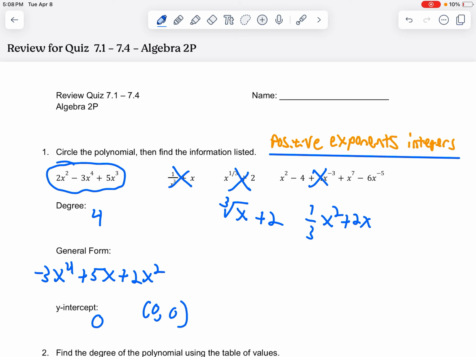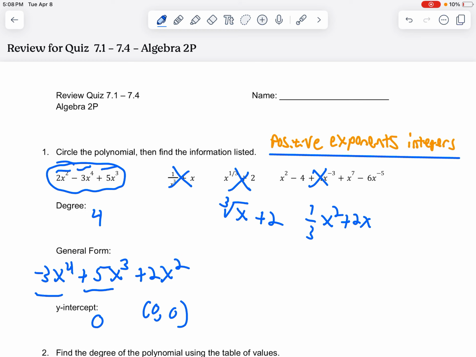All right, so the degree is 4. It's the highest power. In general, you start at the highest and work your way down to the lowest. So it's negative 3x to the 4th plus, oh my gosh, it's a good thing you didn't see it. That's not general form. General form is the highest power, then the next highest, and then the lowest powered.